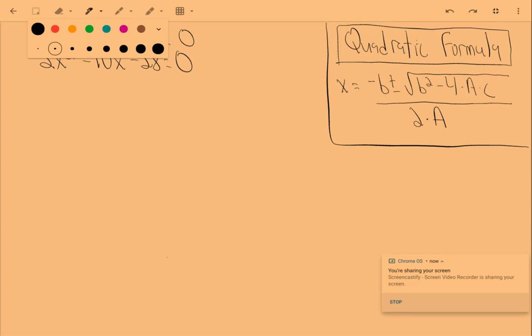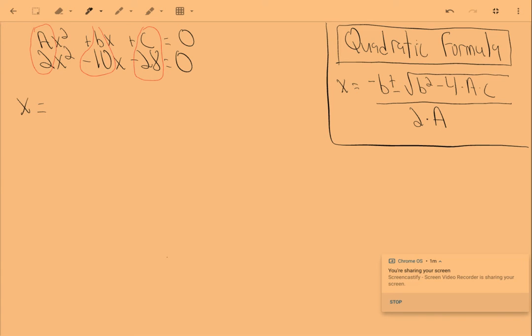First thing I always like to do is identify what my A, B, and C is. So in this case, our A value is going to be 2. Our B value is going to be negative 10. And our C value, our constant term, is going to be negative 28. So we're just going to plug into that formula off to the right here, using A equals 2, B equals negative 10, and C equals negative 28.